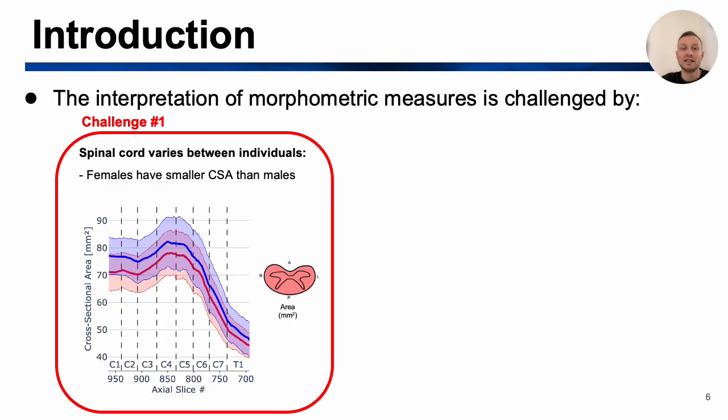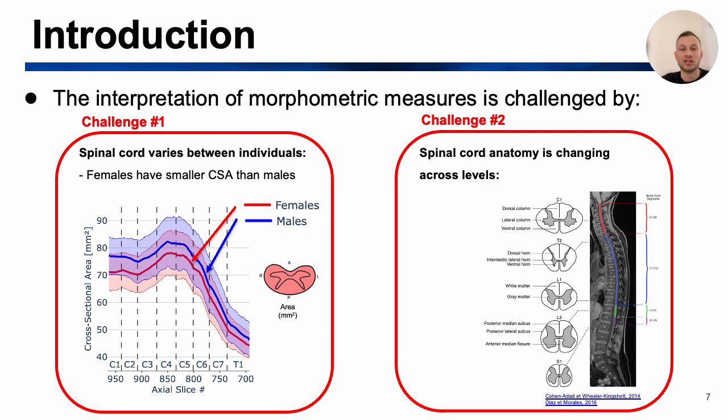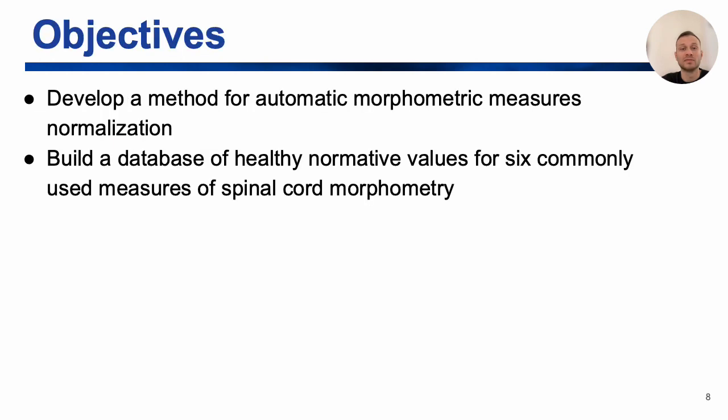However, the interpretation of these morphometric measures is challenged by the fact that the spinal cord anatomy varies between individuals. For example, females have smaller cross-sectional area than males. Additionally, the second challenge is that the spinal cord anatomy is changing across levels. You can notice the difference between the cervical and thoracic regions. The consequence of this is that the morphometrics are different across levels.